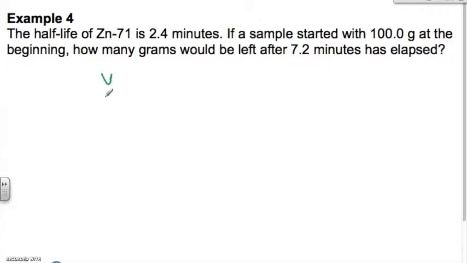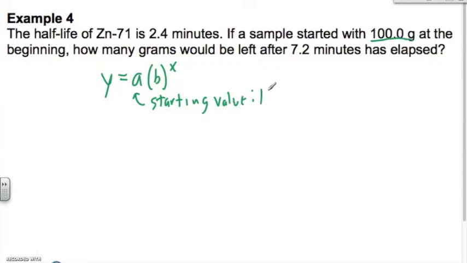So let's recall our general form for an exponential function. It is y equals a times b raised to the x power. And let's pull out what information we can use from this. Remember, our a is our starting value. So that's going to be how much of the sample we are beginning with. In this case, it would be 100 grams. So our a value is going to be 100.